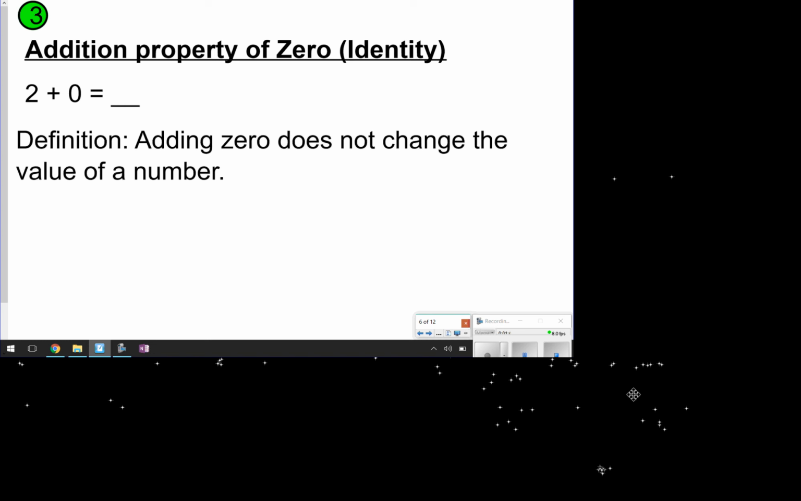The next one we have is number 3, the addition property of 0. This is the identity property, which just means when you add something with 0, it is always going to remain that same value. So 2 plus 0 is equal to 2. The addition property of 0 means adding 0 does not change the value of a number. Pause the video now to write down the title, example, and definition. When you're done, click play to go on to number 4.